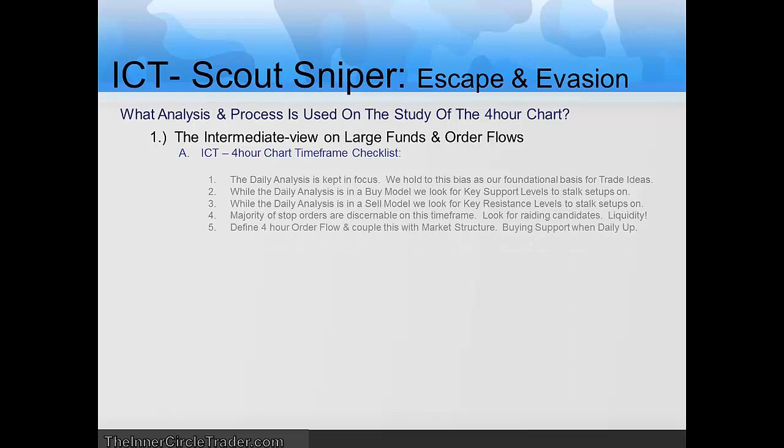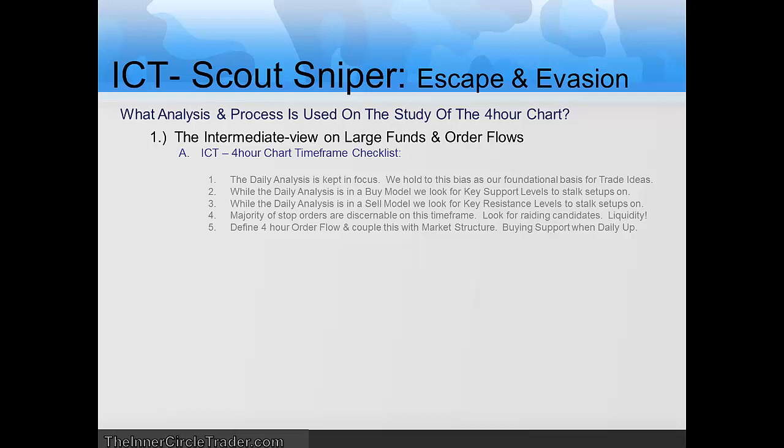Define 4-hour order flow and couple this with market structure. What do I mean by that? Okay, well, we look at the 4-hour trend. Okay, we look at key highs and lows. If a specific short-term high is taken out on a 4-hour chart, once that's taken out, our order flow and market flow has changed to bullish. Okay, and we're going to be looking for that to be in alignment with the higher time frame daily. Ideally, the same thing would be seen on the daily chart. In other words, if we have a short-term high taken out on the daily chart, order flow is now bullish.